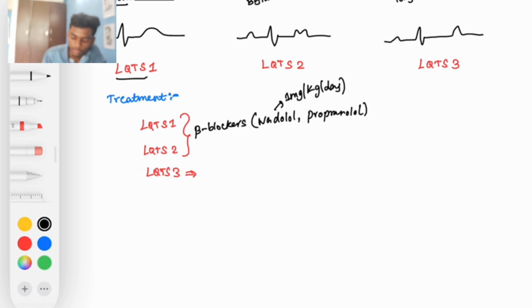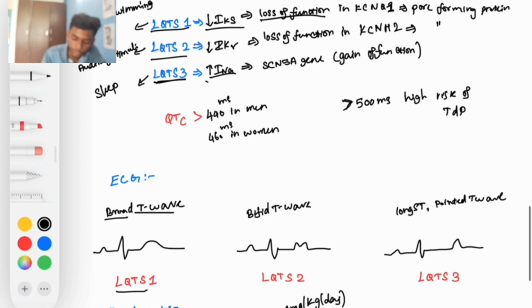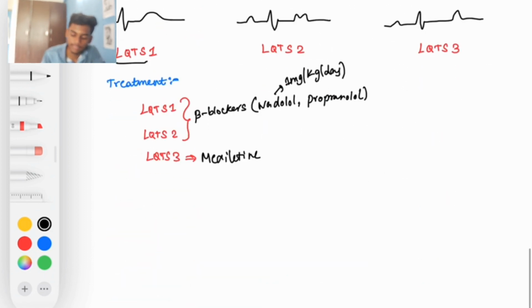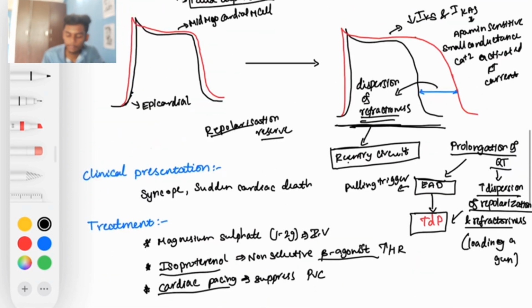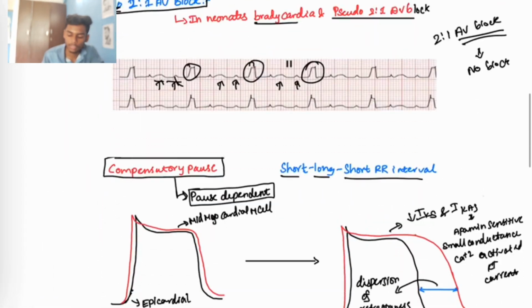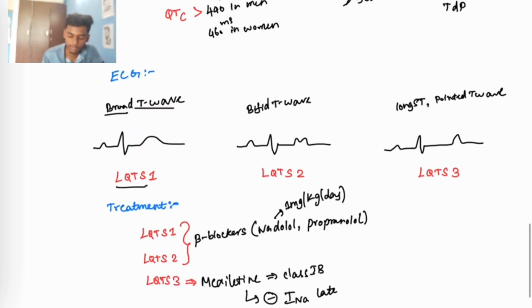Okay. Long QT syndrome 3 can be treated with mexiletine. Why mexiletine? See, the current is due to the sodium current. Mexiletine is a class 1B antiarrhythmic. It will inhibit late sodium current. So, due to the inhibition of late sodium current, it will decrease the prolongation of action potential duration. So, it can be useful in long QT syndrome 3.